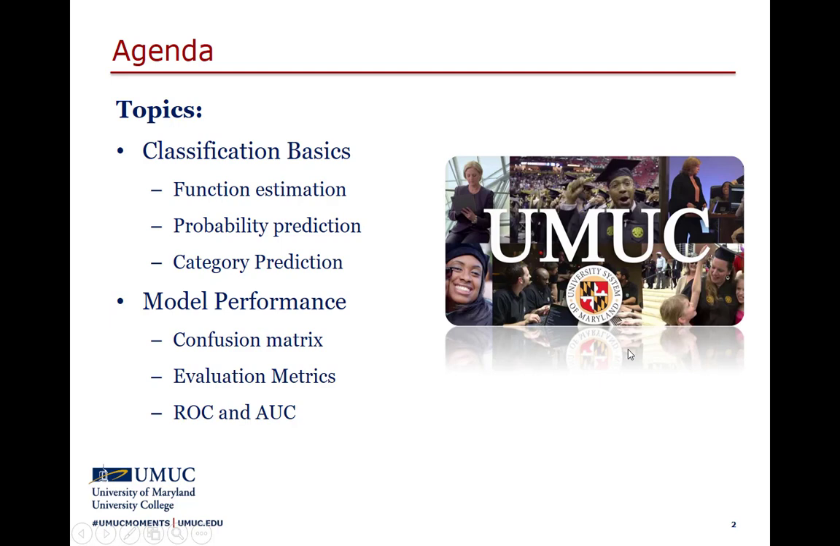In this lecture, we will cover some of the basics of classification such as function estimation, probability prediction, categorical prediction, and we move on to model performance such as how to evaluate models, how to capture some of the metrics using confusion matrix, and the actual evaluation metrics, and one of the popular performance charts, the ROC curve, and the corresponding metric, which is area under the ROC curve.